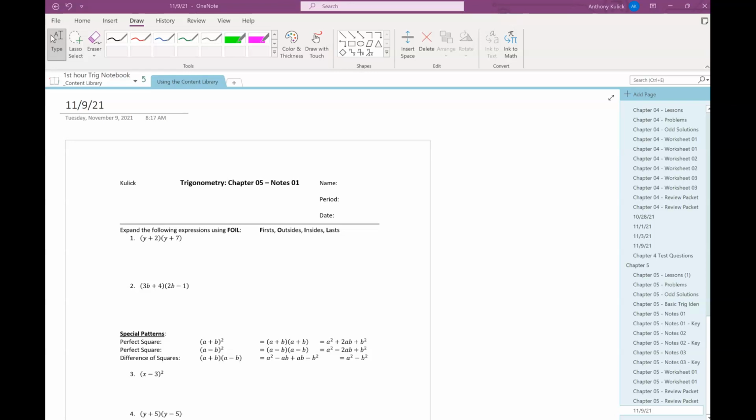We're going to start chapter 5 here with a preliminary section to review some important algebra concepts that we would have talked about last year that are going to come into play in this chapter.